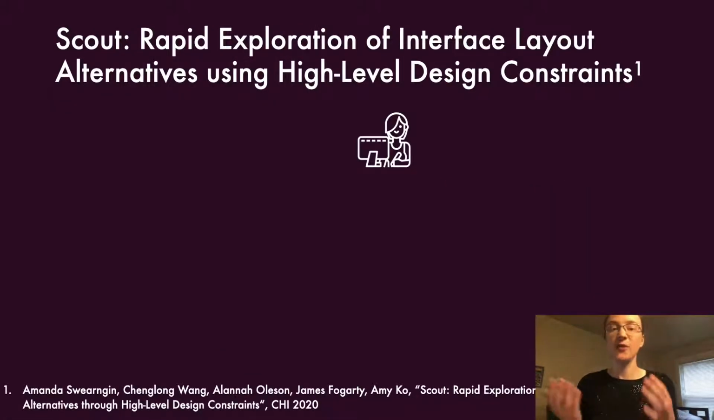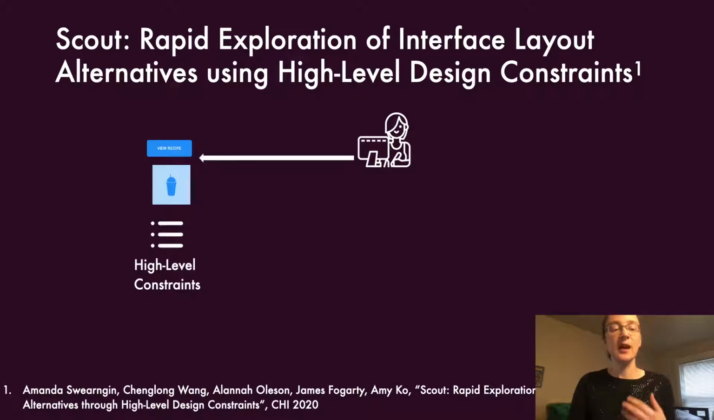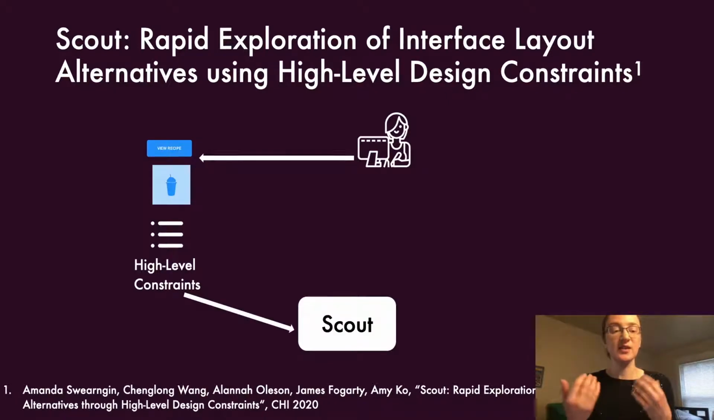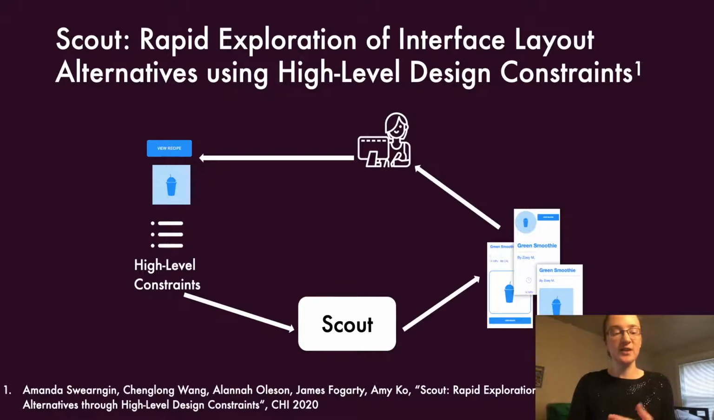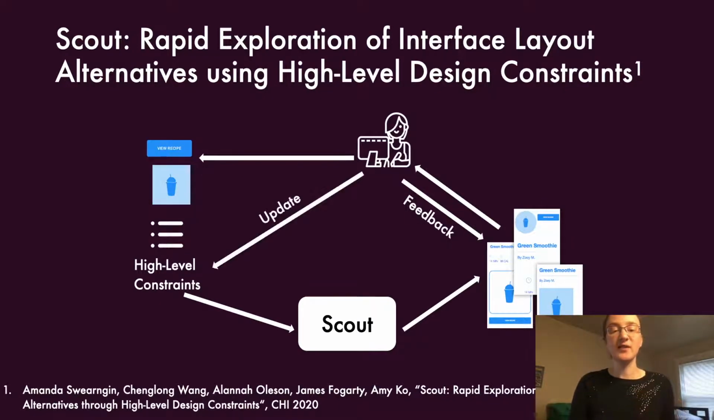So, to help designers overcome these limitations, we built Scout, which is a system for rapid exploration of alternatives. In Scout, a designer can specify high-level constraints and interface elements that they want to maintain across the alternatives. And Scout uses a constraint solver to synthesize alternatives. These are then shown to the designer, who can then interact with them to give feedback or update the high-level constraints at any point in time.